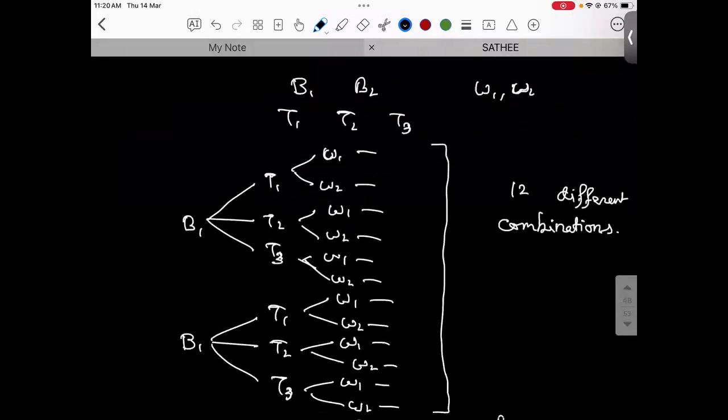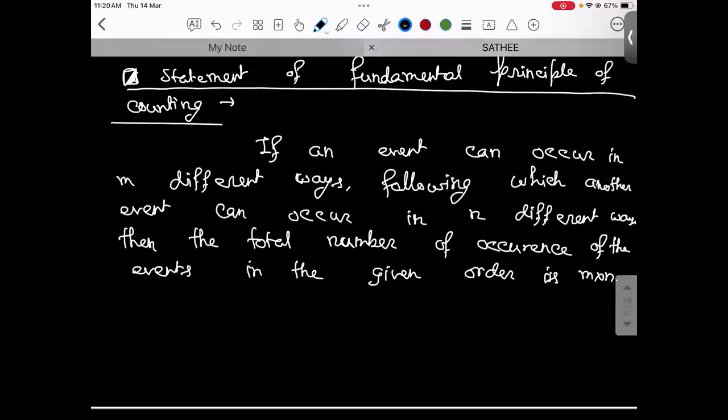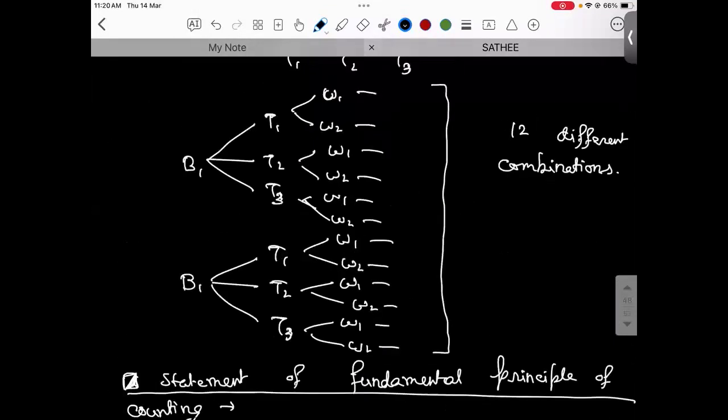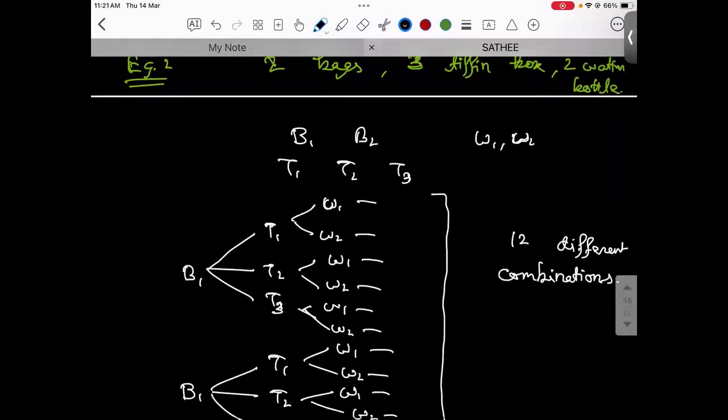So in this case, the number of ways for the first event was m. If the second is n, then the total number of occurrences is m cross n. And if there are 3 events following each other, like in the second example, the total will be m cross n cross p.